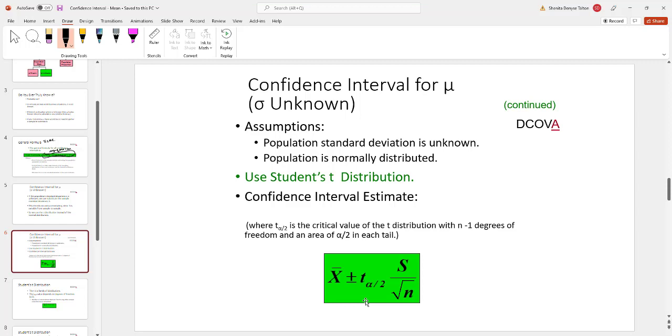And this is our confidence interval estimate here. It's X bar plus or minus a t-critical value times the sample standard deviation divided by the square root of the sample size. This t is the critical value of the t-distribution with n minus 1 degrees of freedom, and an area of alpha divided by 2 in each tail.